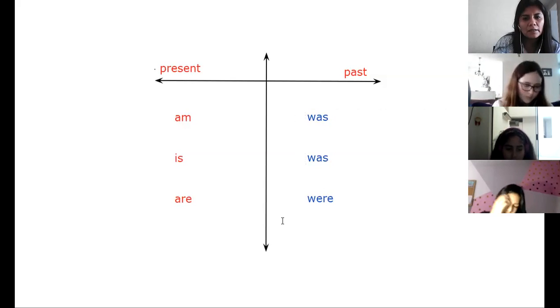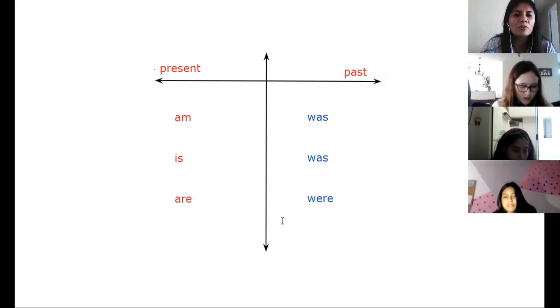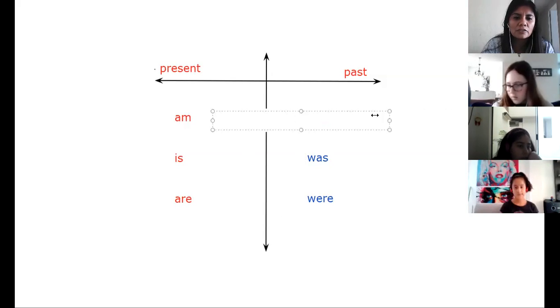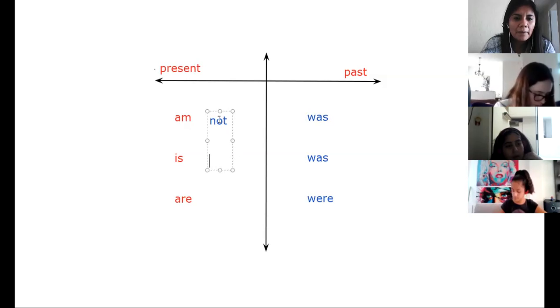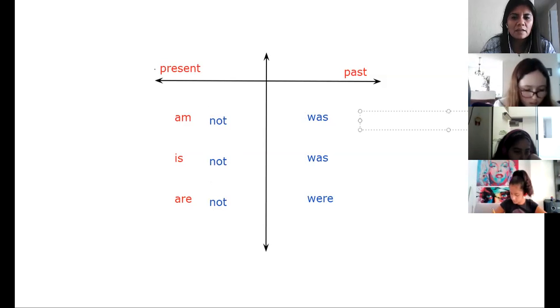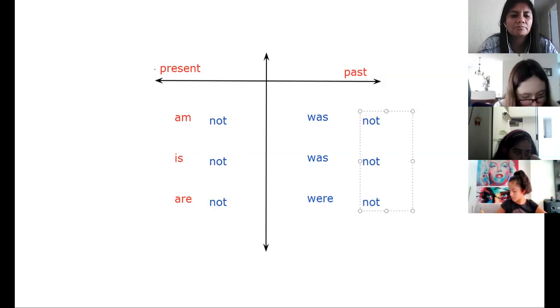The present forms are like here and the past forms are like here. And if you want to put it in negative, you just have to write the word not, no? So I am not in the present, and in the past, how do you put it? The same, was, or the contraction, and then not. The verb to be is very simple, okay?